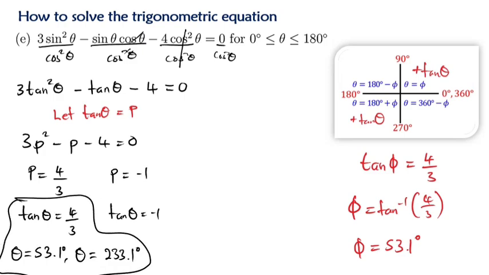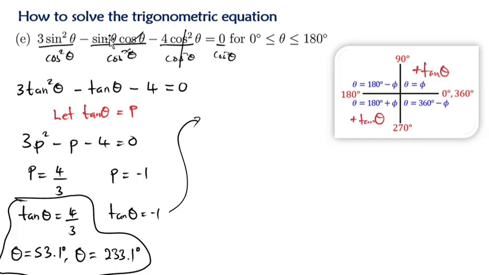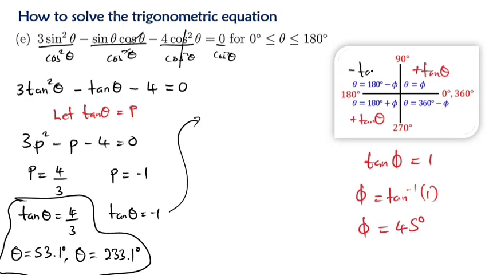Now let's obtain for the second one. We need to find the reference angle as well. When you're finding the reference angle, I would advise you to use a positive. What we have is tan theta is equals to negative 1. So just say tan phi is equals to 1, positive. Then phi is equals to the tan inverse of 1. So phi is 45. Now let's consider the negative. Tan is negative in the second quadrant and in the fourth quadrant.